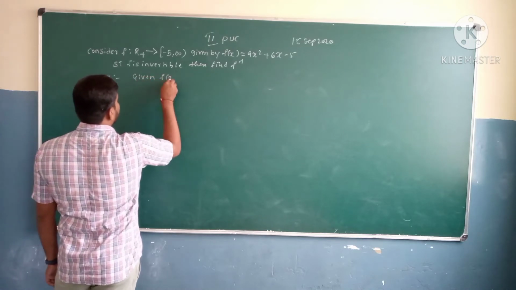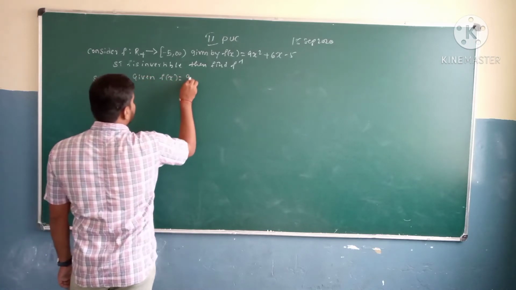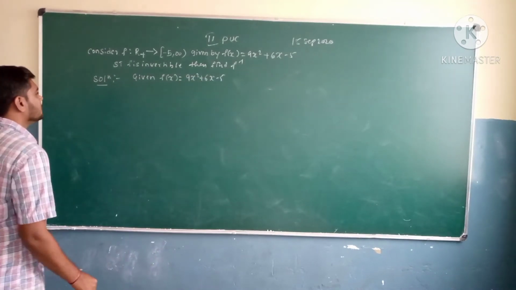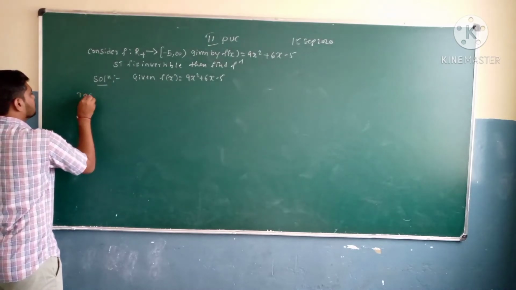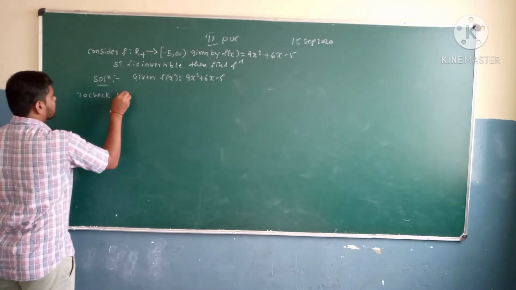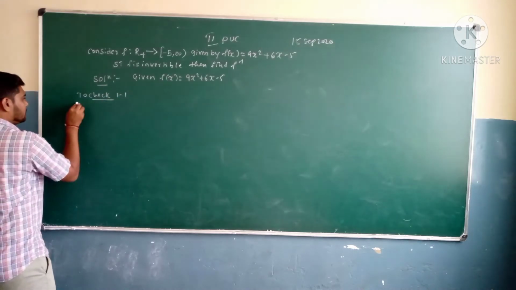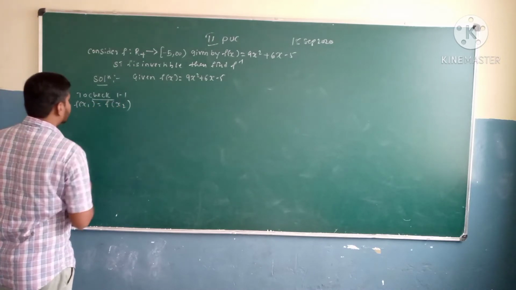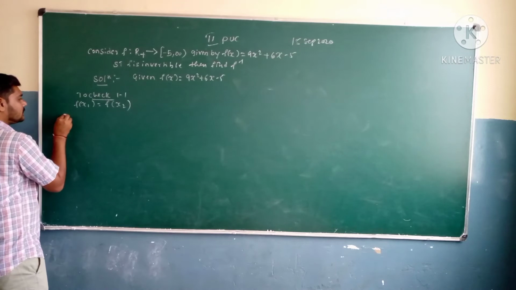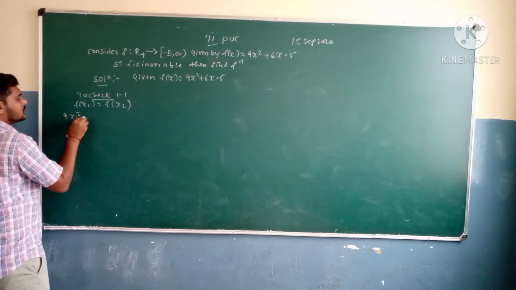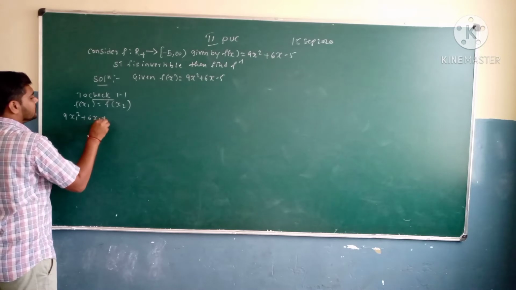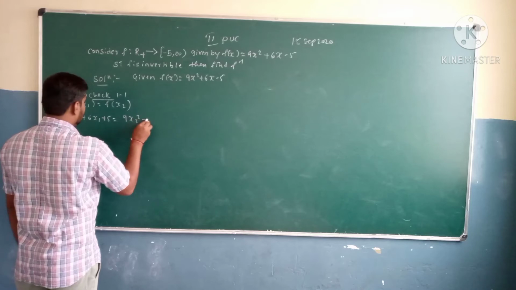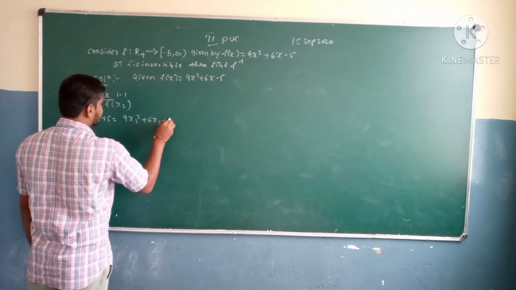Given f of x is equal to 9x square plus 6x minus 5. So here, to check one-one, f of x1 is equal to f of x2. f of x1 gives 9x1 square plus 6x1 minus 5 is equal to 9x2 square plus 6x2 minus 5.